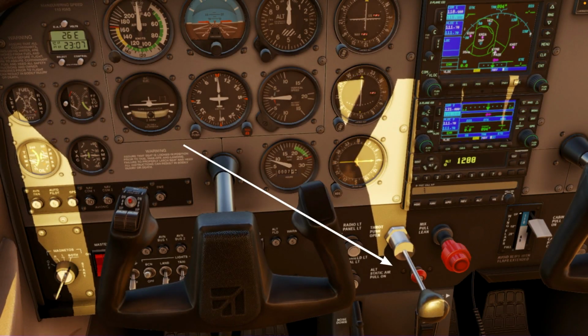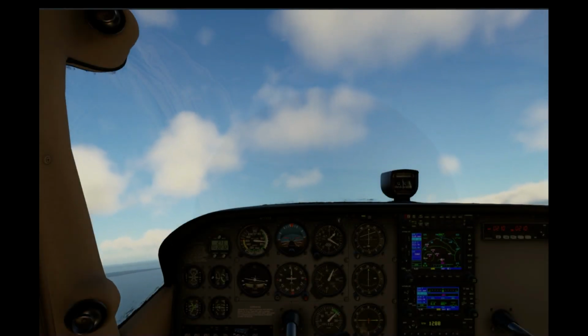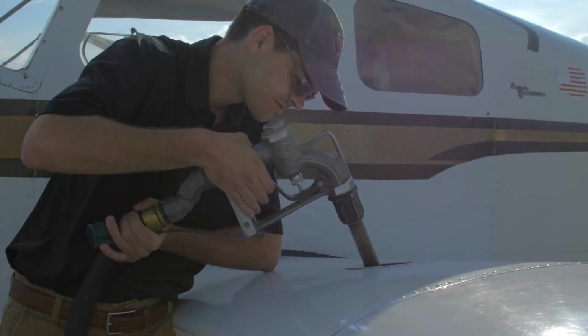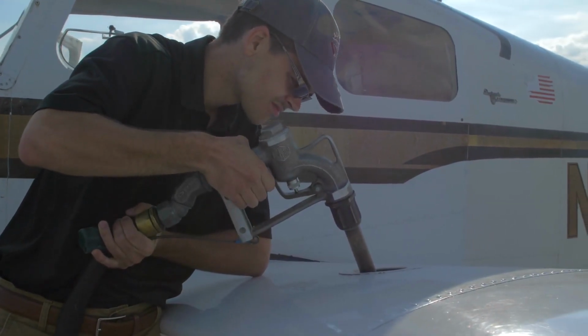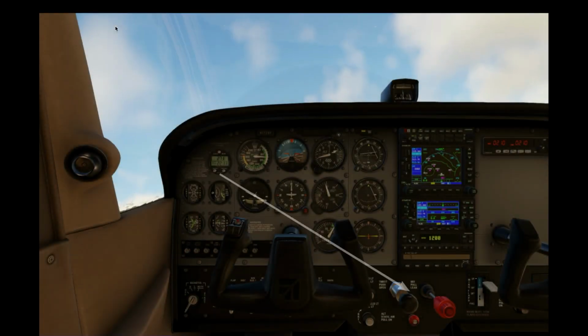power, climbing less steeply, using higher octane fuel, and enriching the mixture.